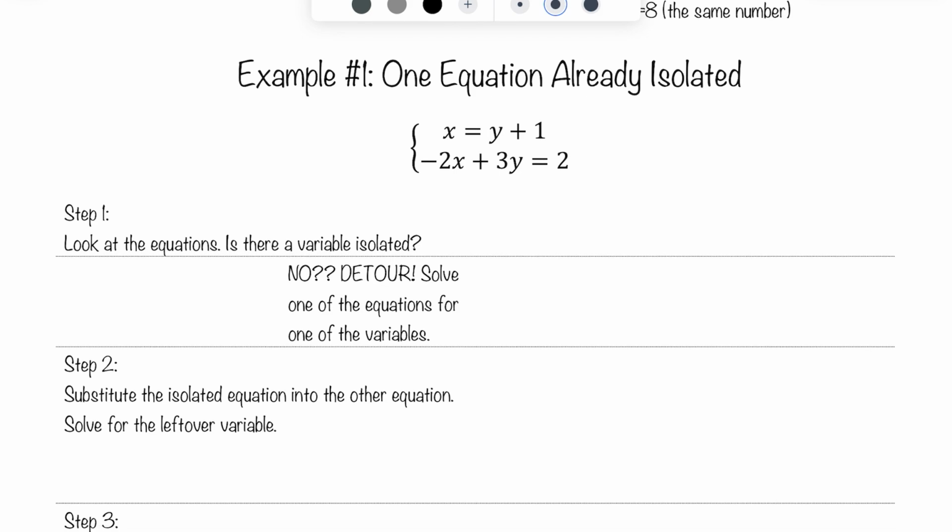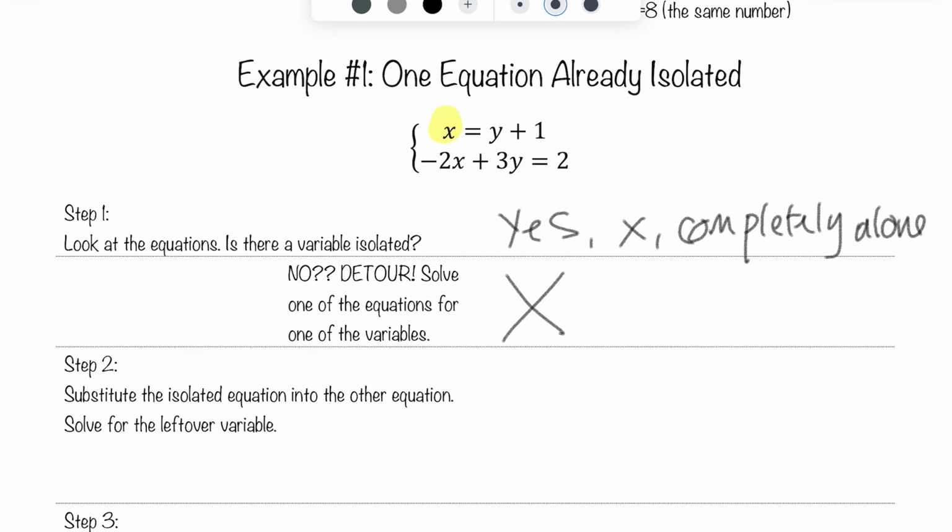The first one is when you already have one equation isolated for a variable. So what I'm looking for is I want one of the variables to be completely isolated. Nothing is happening to it. It is completely by itself on one side of the equal sign. So in this case, this would be a yes. There is already one variable isolated. It is x. It is completely alone. So I don't have to do this detour here.